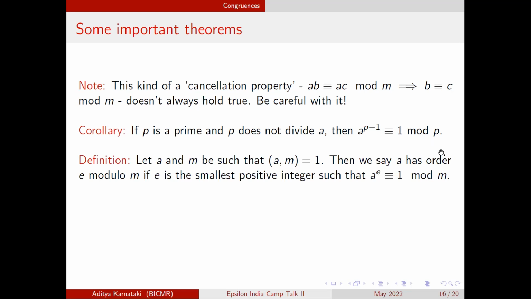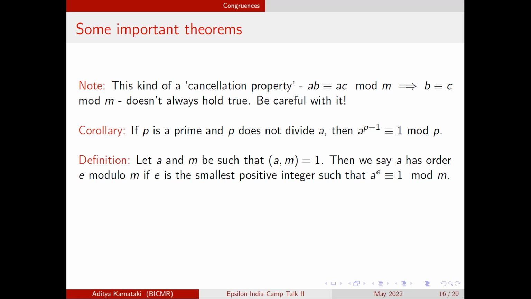So this is an important definition, which I want to give you in the last few minutes that we have. Let A and M be such that the GCD is 1. Then we say that A has order E modulo M if E is the smallest positive integer such that A to the E is congruent to 1 mod M. We know there exists at least one positive integer such that A to the E is congruent to 1 mod M. We saw that it is phi of M.